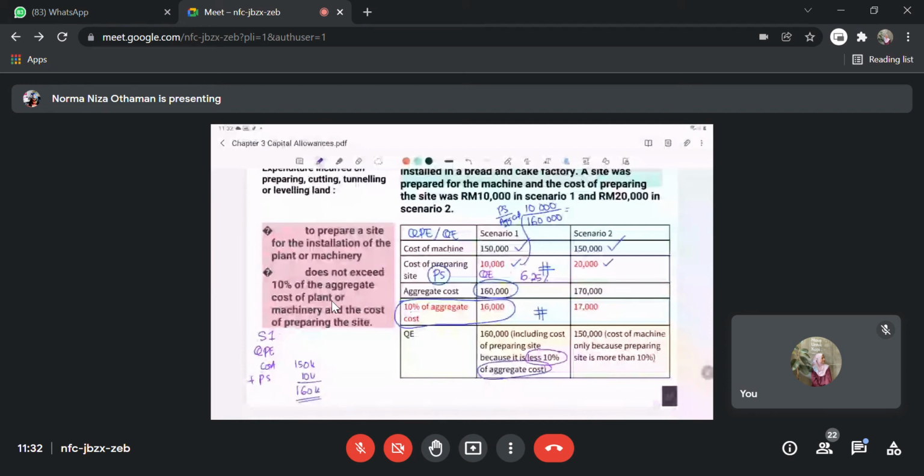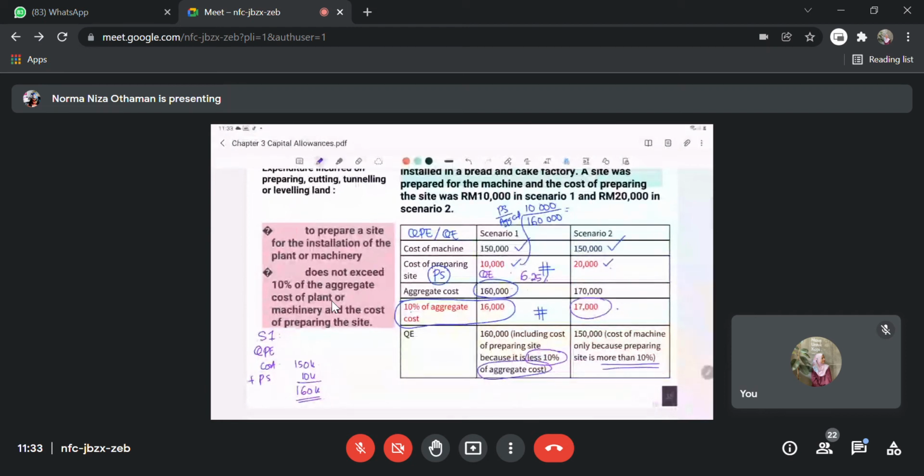Okay. So scenario 2 sama juga. Kalau you tengok the preparing site now is 20,000. Okay. So kalau you tengok 10% of the aggregate cost adalah 17,000. So now preparing site is higher than 10%. Is it right? 20,000 ni lebih besar daripada 17,000. So betul, maksudnya more than 10%.